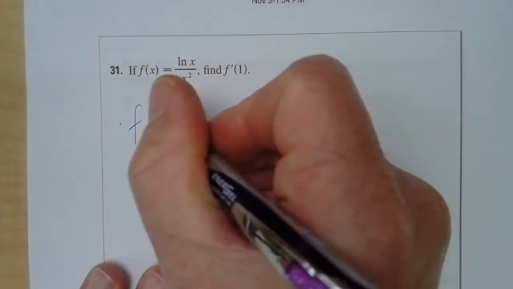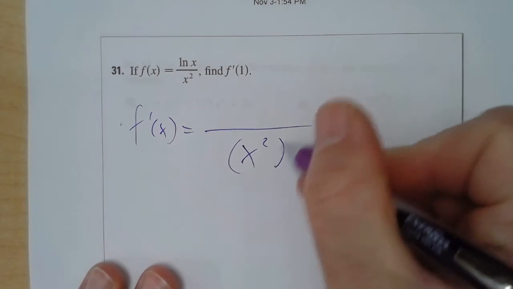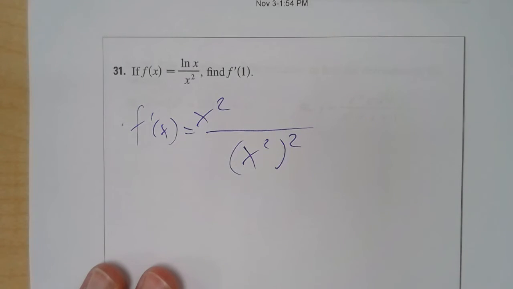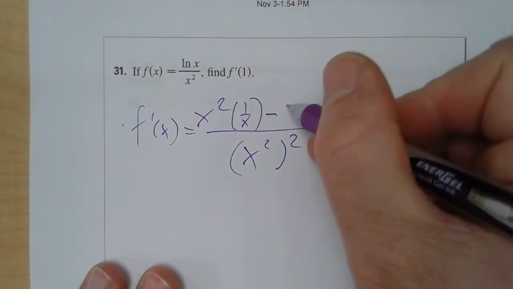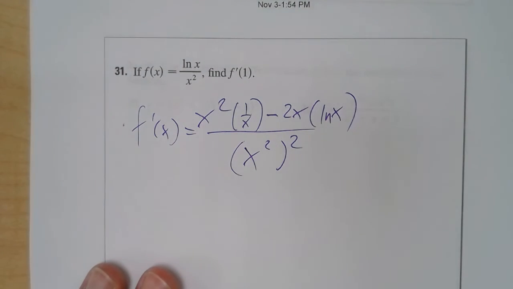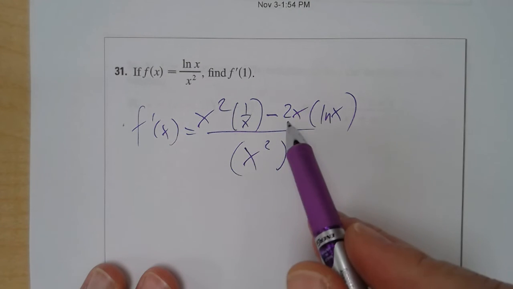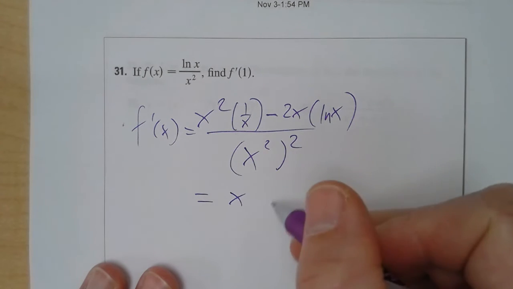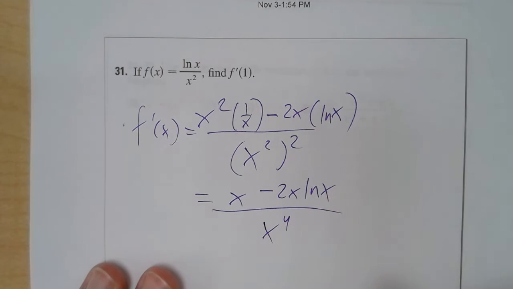So f prime of x is equal to bottom squared. Bottom times derivative of the top, that's right, 1 over x, minus derivative of the bottom times the top. That should be it. Bottom squared, bottom times the derivative of the top, derivative of the bottom times the top. Good. Cancels out an x. Minus 2x natural log of x over x to the 4th power.